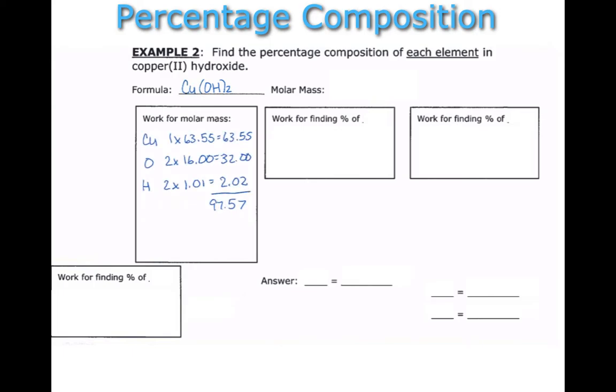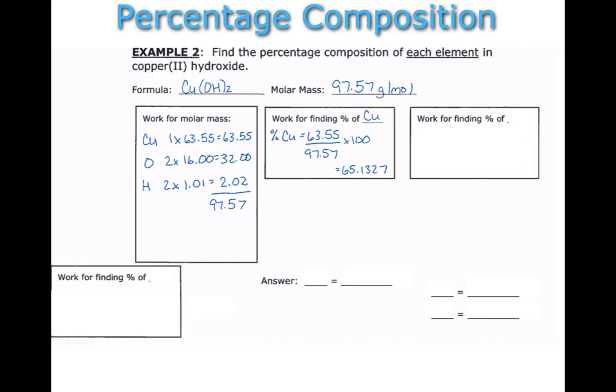1 copper, 2 oxygen, and 2 hydrogen for a total molar mass of 97.57 grams per mole. Now in this case, we have 3 elements. So first let's find the percentage of the copper. Our total mass of the copper is 63.55 over the entire molar mass of 97.57 times 100%. We have a percentage of 65.1327.